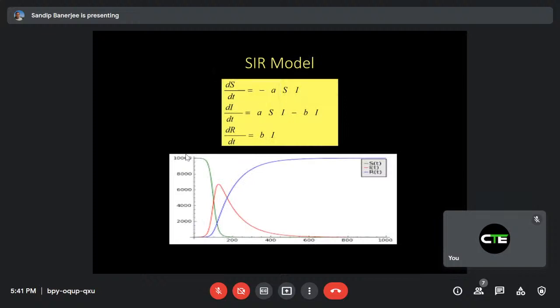Okay, so this is the kind of graph you will expect in case of an SIR model, where you see that all the susceptible goes down, all the infected also goes down, and ultimately everybody recovers.